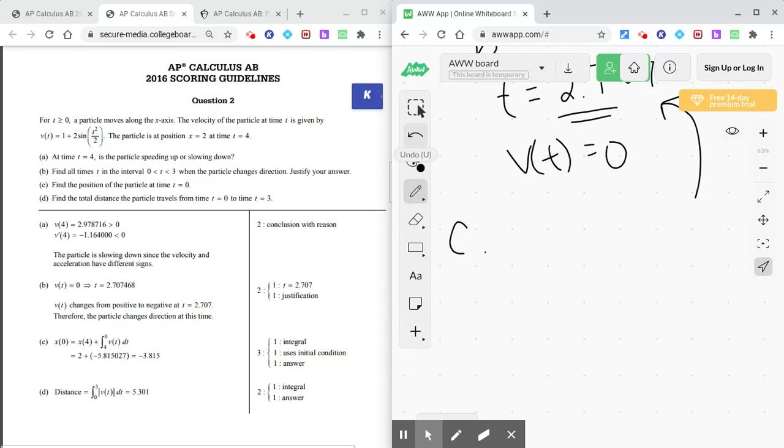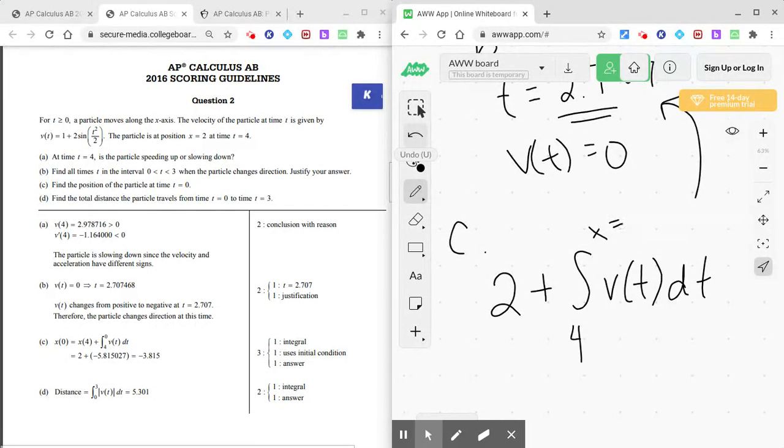Let's go to C. C says find the position of the particle at time equals 0. Well, normally if I wanted to find the position, I would take the initial position, which is in this case 2, plus the integral from the time that I had my initial position to some other time, or we'll call it x in this case, of the velocity. So we take the initial position plus the integral from 0 to whatever my time is of the velocity.